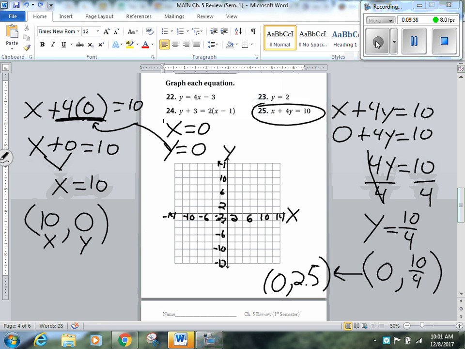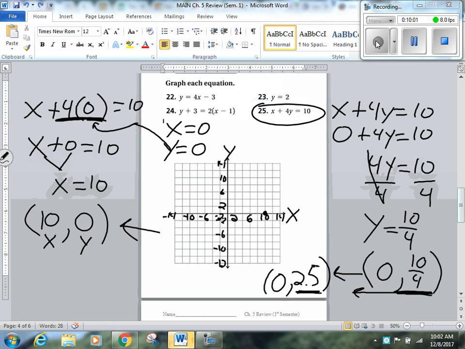Looking at my information, I need to graph 10, 0. So looking at my graph, already marked up for you, x is 10. I go to 10 on the x-axis and put a dot. So 10, 0 is located there. As you can see, I changed 10 over 4, I divided that and came up with 2.5.